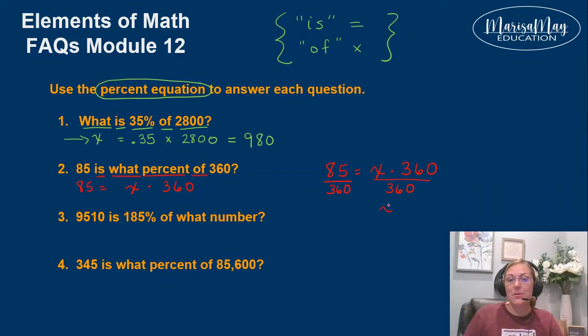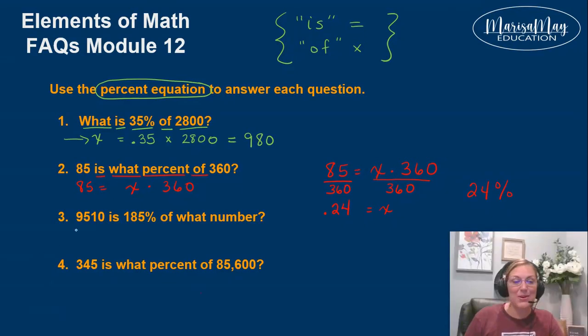Let's do that. This is where I'll go ahead and put in my calculator. I get 0.24, I'm going to round, right? Now that is not a percent, that is a decimal, but I'm going to move it 2 places to the right so that I get 24% here.